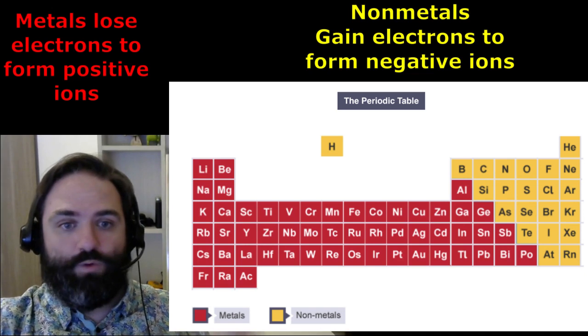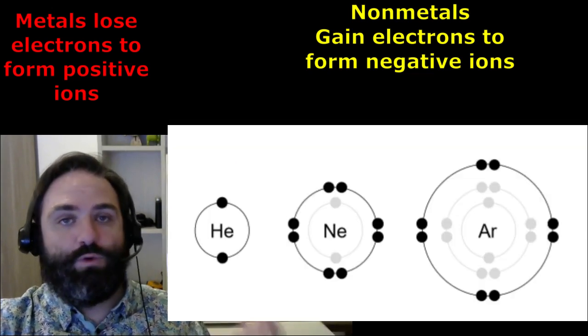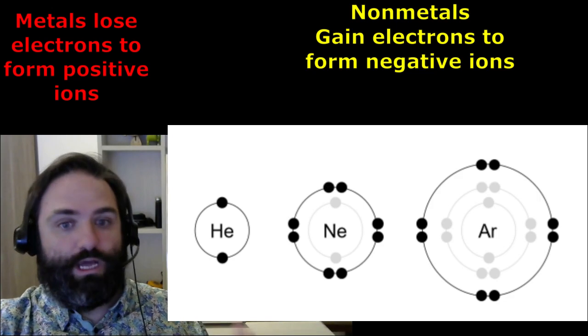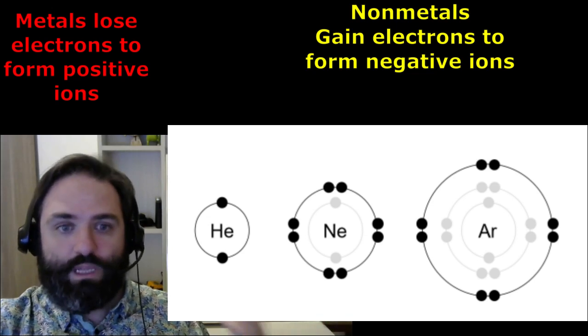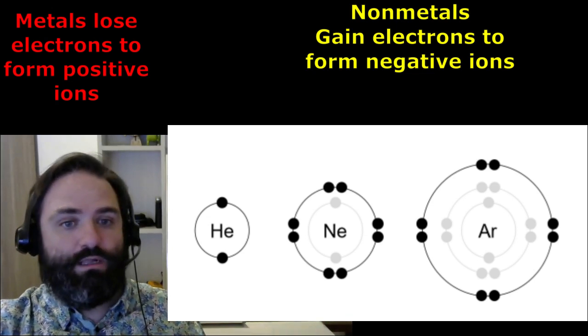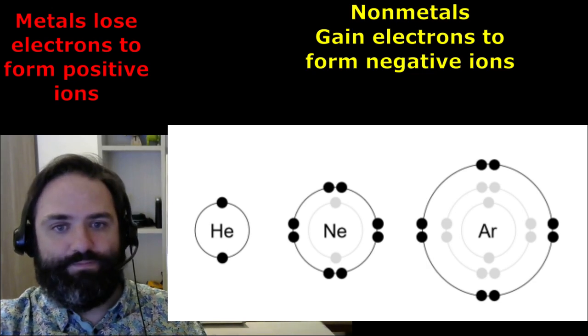Eventually, when they form these ions, they will get the same electron configuration as one of the noble gases, which have full outer shells. 2 for helium, 2-8 for neon, 2-8-8 for argon. That means that when you've got a full outer shell, they will now be stable, very unreactive.